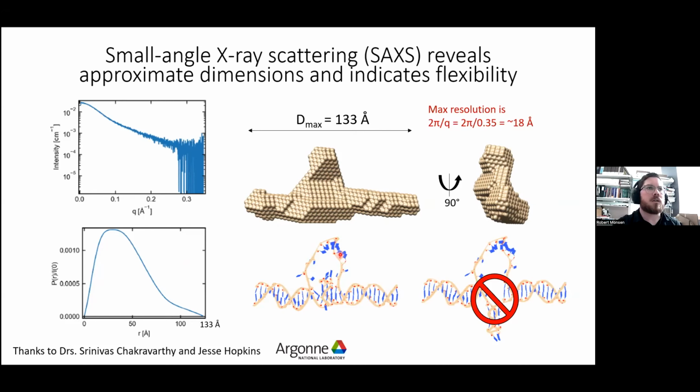I almost hesitate to show this data just because the resolution here, theoretically, is up to maybe 20 angstrom, but realistically the estimate on this ab initio reconstruction is like 37 angstrom. And again, it's not a unique solution. So it's very difficult to really say one way or another, based on this data alone, how the quadruplex is situated amongst the rest of the construct.